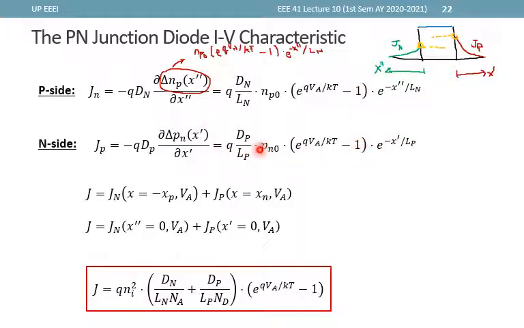So we have a common factor e^(qVA/kT) minus 1 and a common factor q ni squared. Okay, so we expand this to ni squared over Na, this one is ni squared over Nd, factor out ni squared, and we actually get this one, which is now very similar to our Shockley equation. Although this time we are writing it in terms of current density.